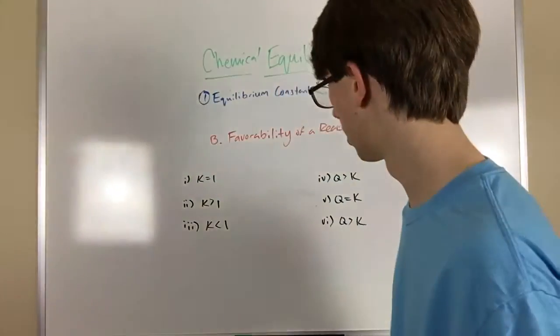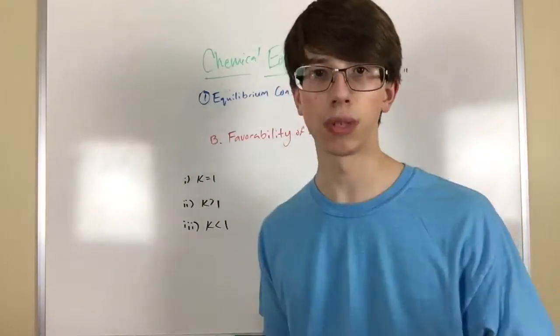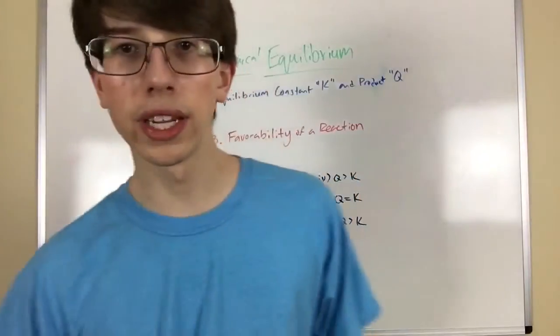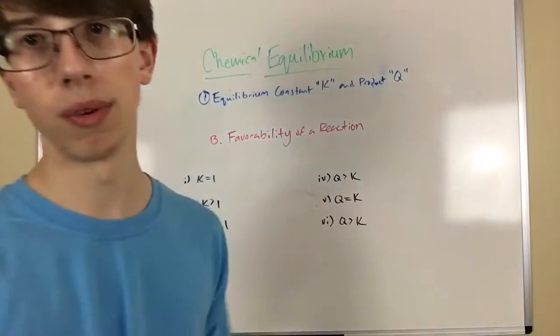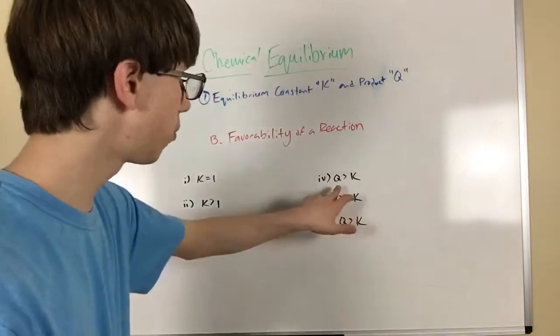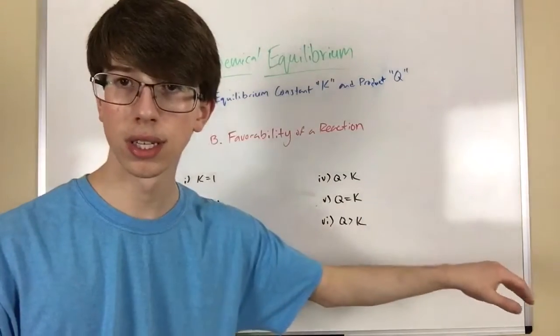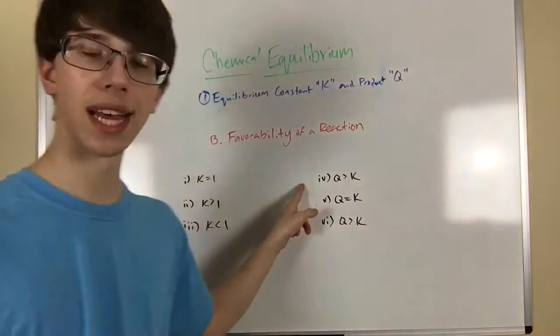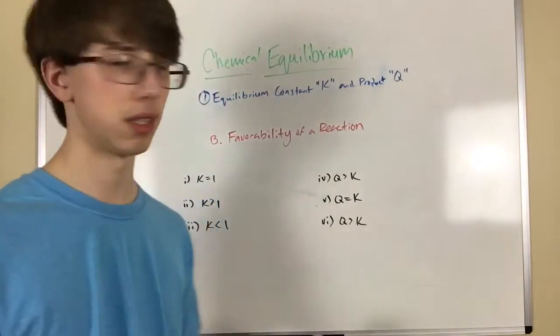That's basically it. When K is less than 1, mostly reactants. It's the same thing, just the opposite. So now let's get into the relationship between Q and K, what that has to do with favorability. So when Q is greater than K, it means that you have more products currently than you do at equilibrium. So what that means is that you are forming more reactants.